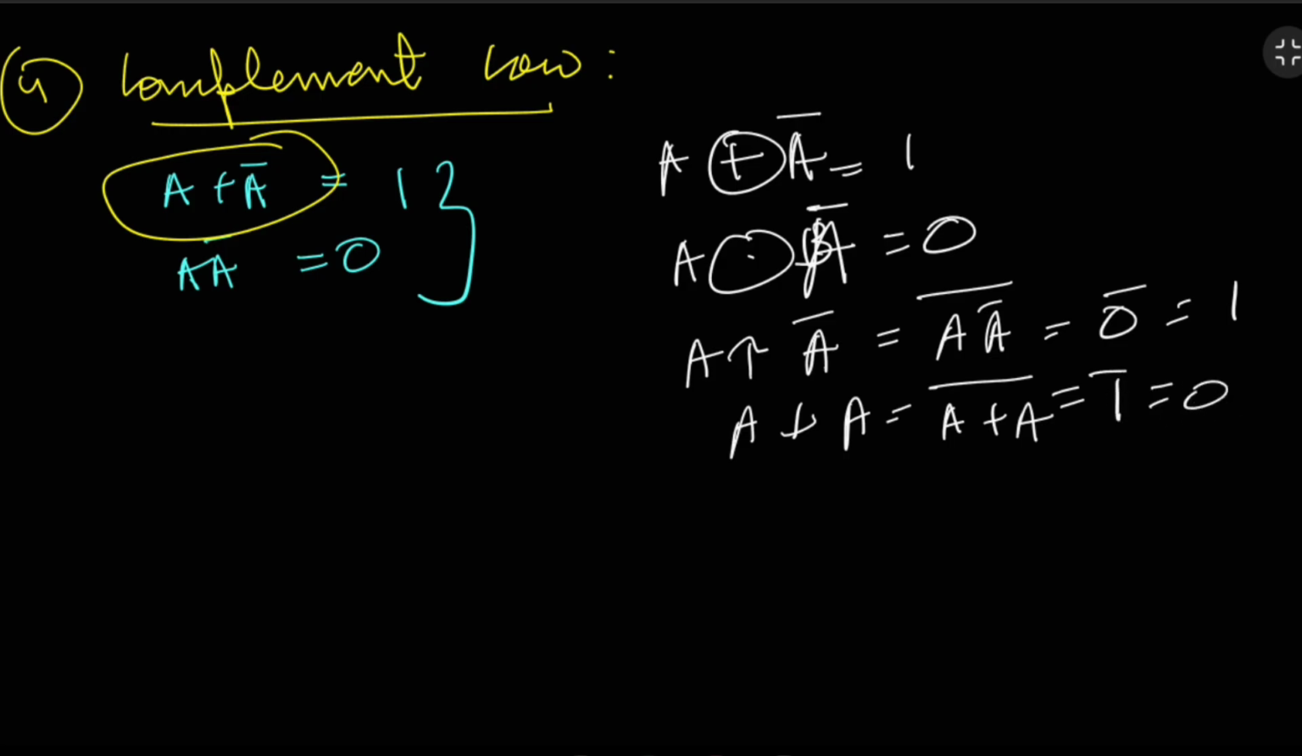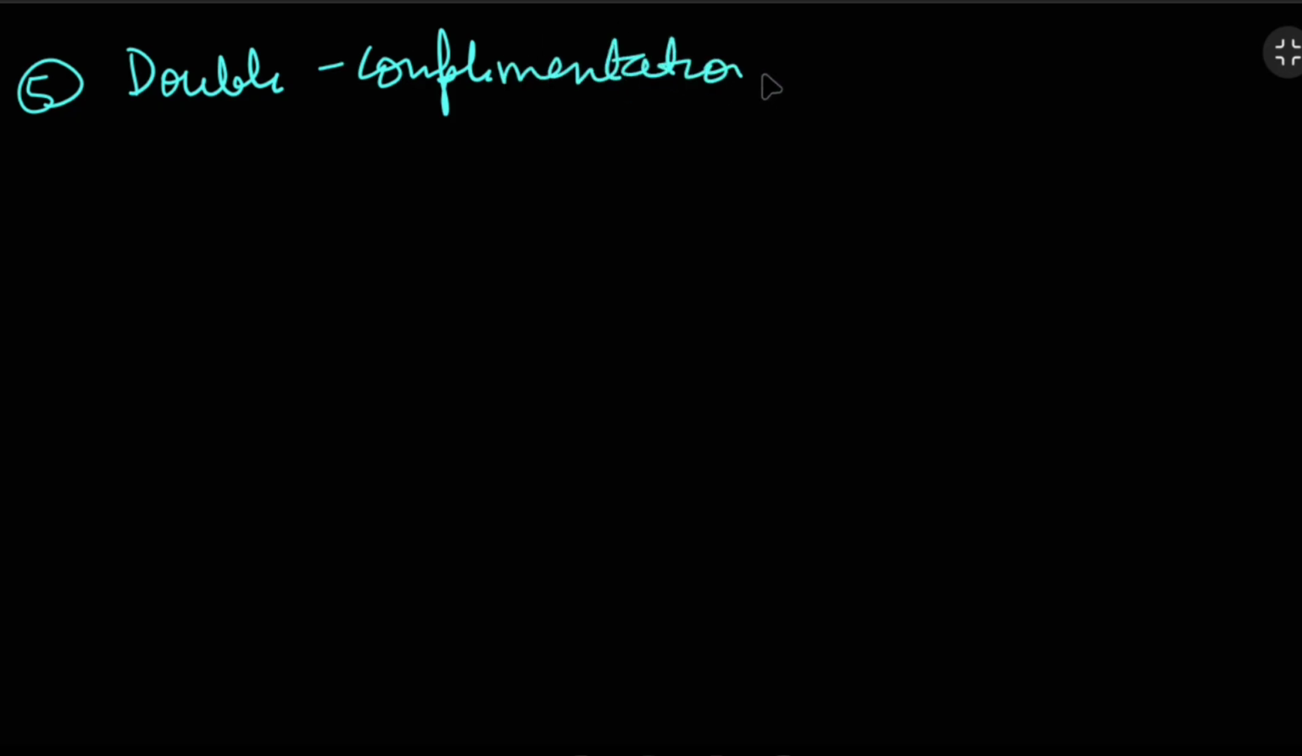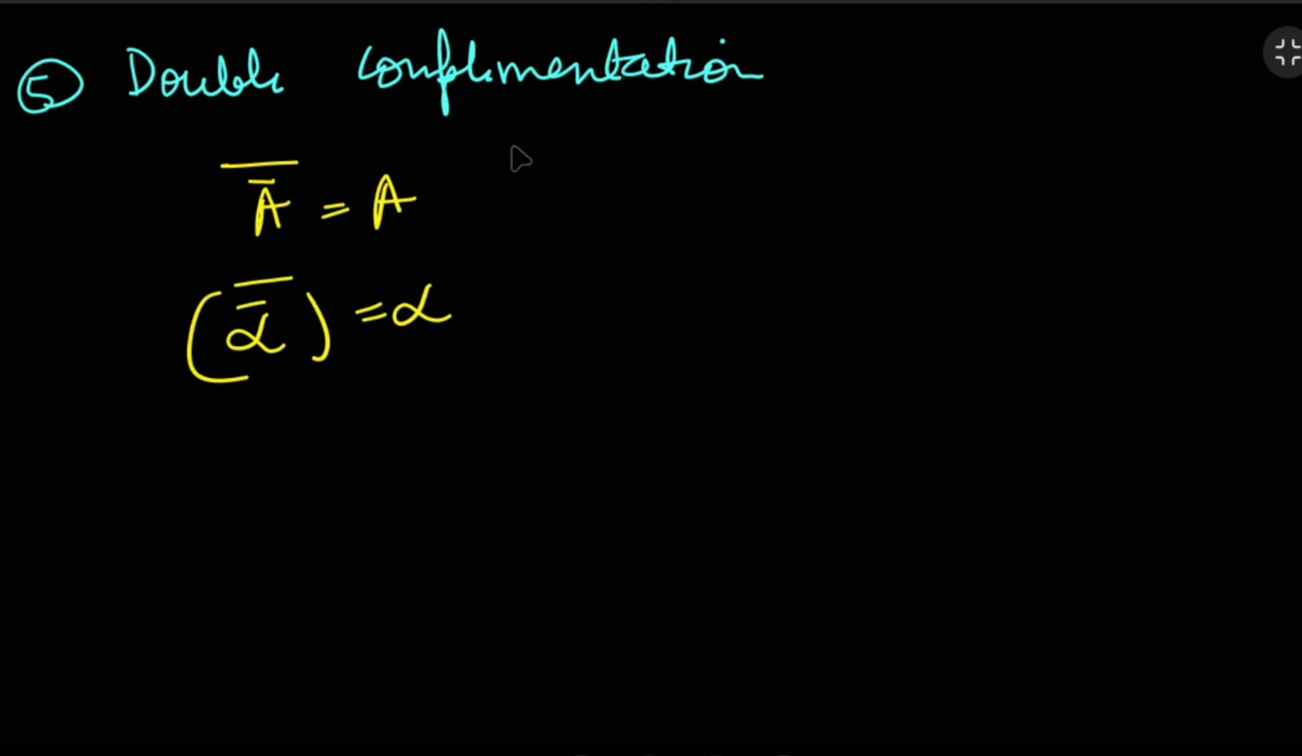This is quite simple. Now there is something called double complementation. What is that? It is something like if you do complement complement, then you will get A. If you have anything alpha complement again complement, you'll get alpha. So this is your law, right?